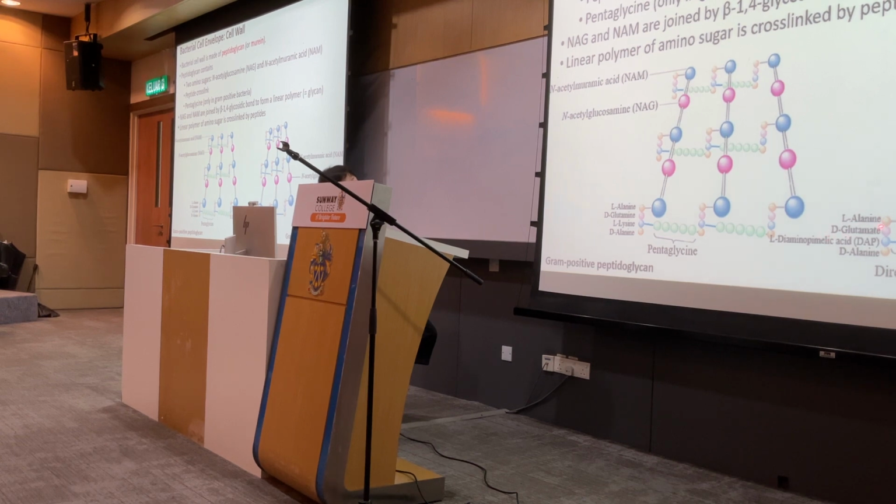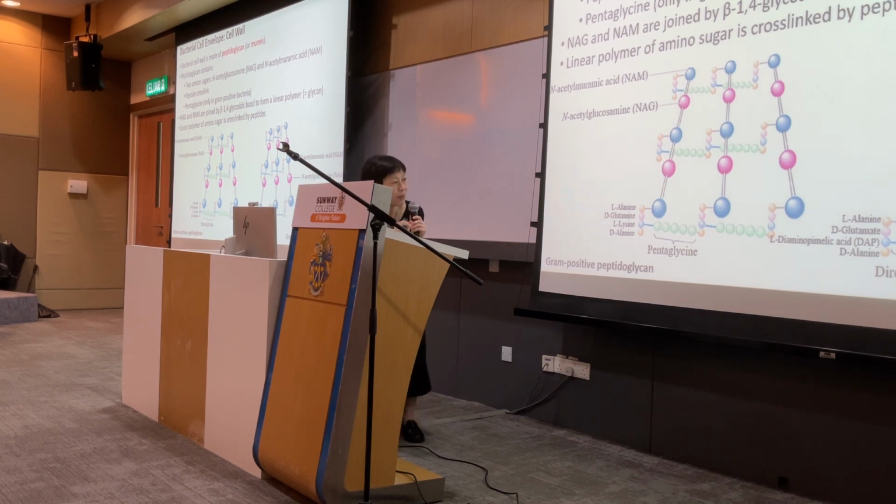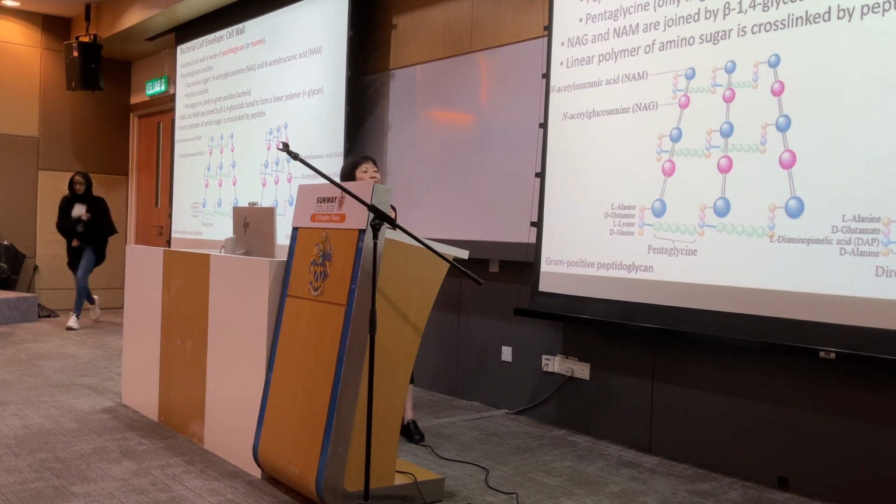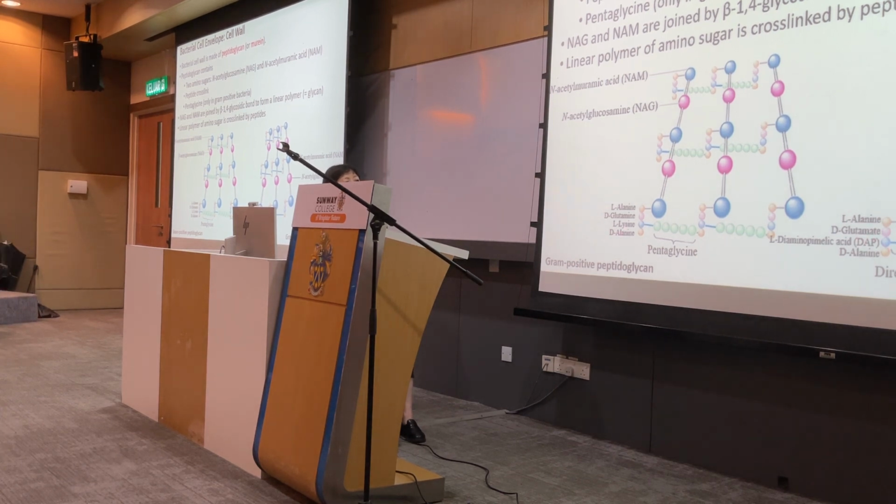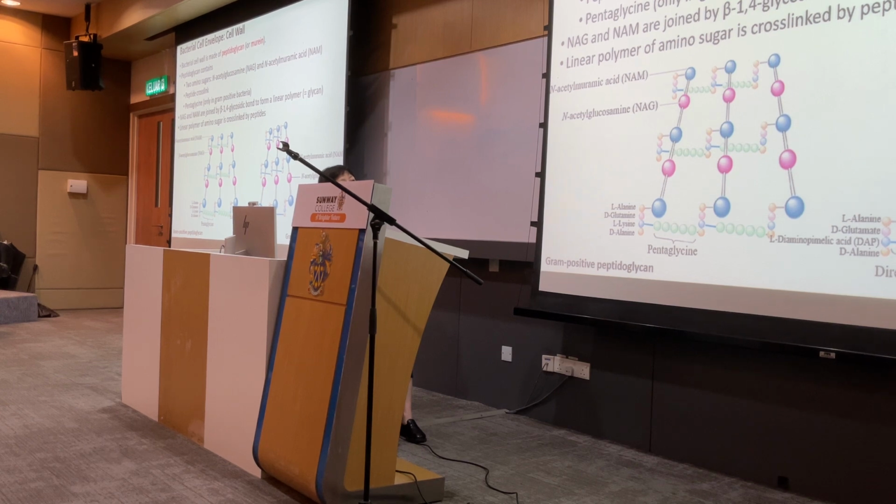You have the L-alanine, D-glutamine, and this one is called L-diaminopimelic acid, DAP. That's the third one, and it is the only one that is different from the gram-positive. And also the cross-link is different. They are not using the glycine for the cross-link. In fact, they have a direct cross-link between the peptides. All right? So these are the only differences.